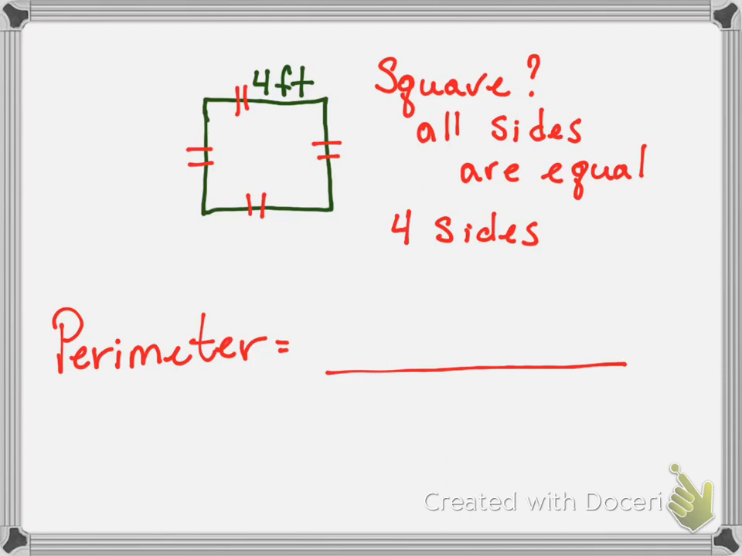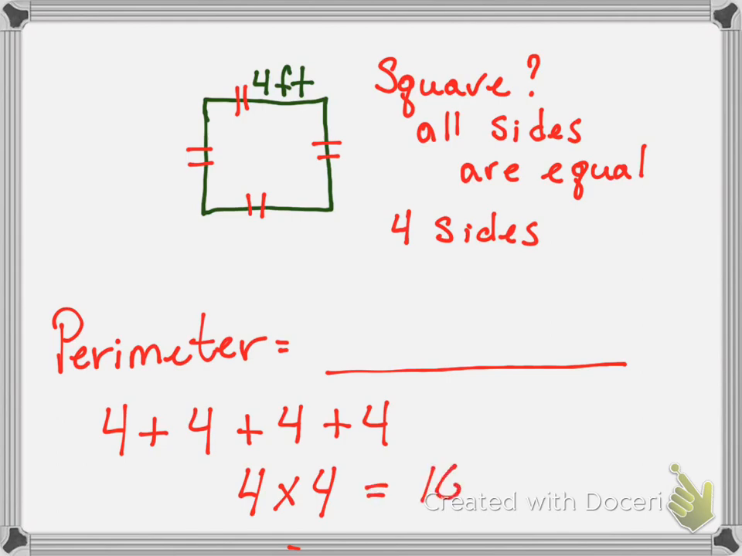And if they're all equal, then all we need to do is do 4 plus 4 plus 4 plus 4. Or we could simply just do 4 times 4, because there's 4 sides, and each one of those sides is equal to 4 feet. And this would be 16 feet. The perimeter of this square would be equal to 16 feet.